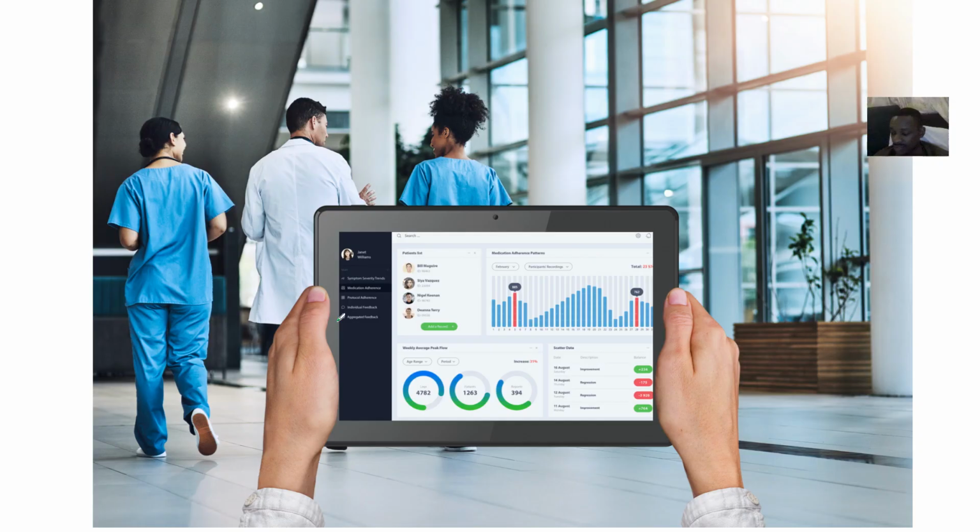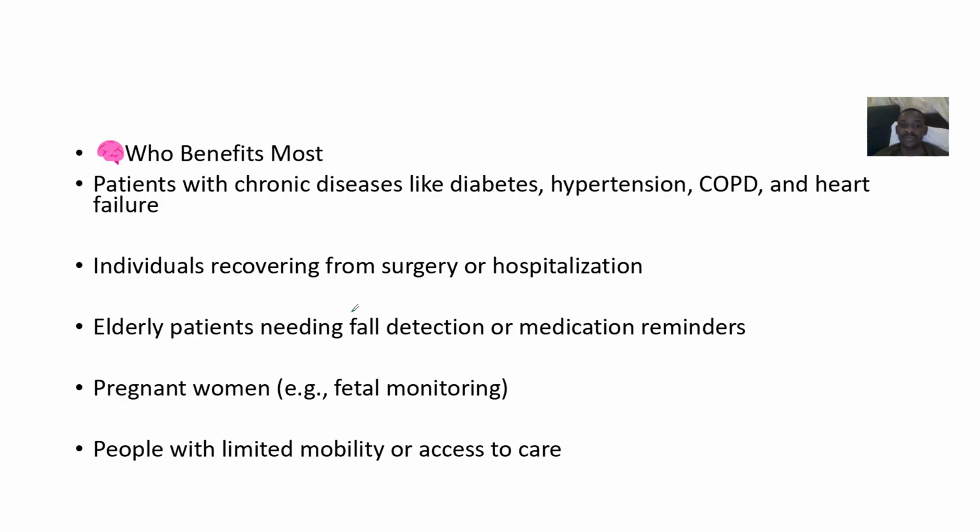So who benefits the most from remote patient monitoring? Patients with chronic diseases like diabetes, hepatitis, chronic obstructive pulmonary disease, heart failure. These diseases stay with the patient for a long time. You can't be saying the patient should be coming to the hospital every time. Also, individuals recovering from surgery or hospitalization, elderly patients needing medication reminders. You can be following up your patient and reminding them: have you taken this drug? Have you taken all these drugs? Pregnant women, then people with limited mobility or limited access to care.